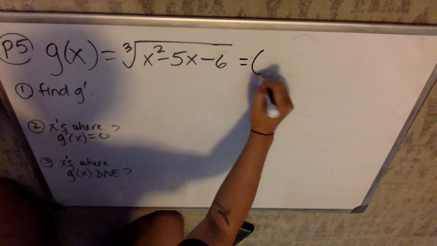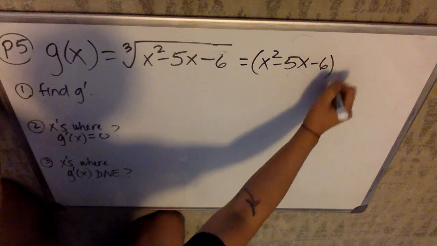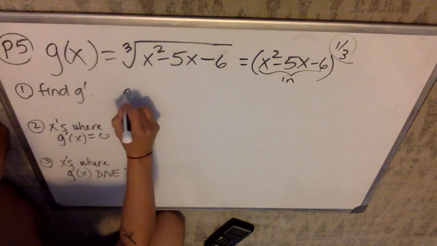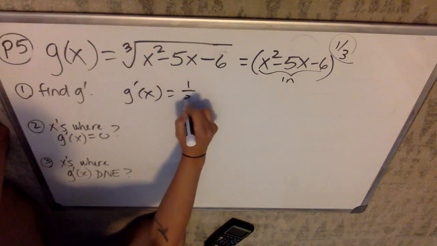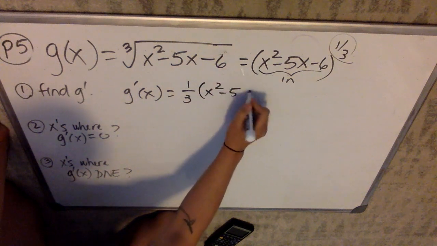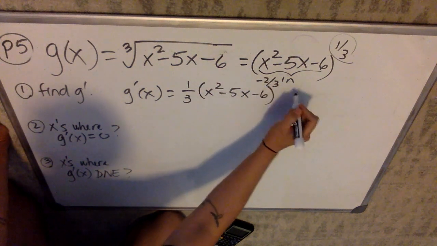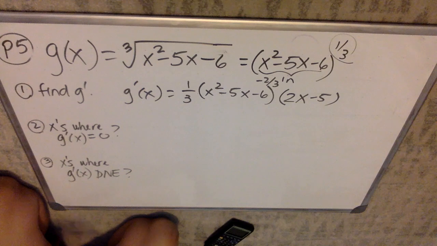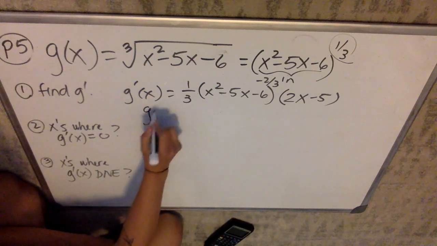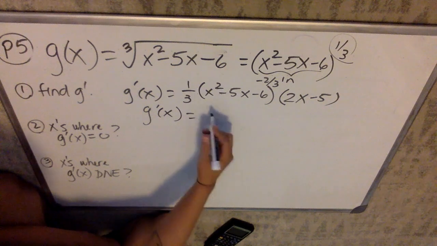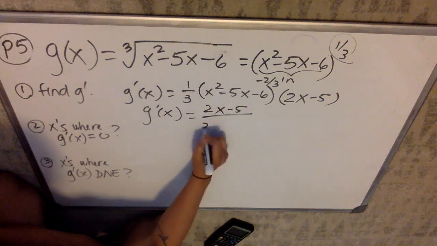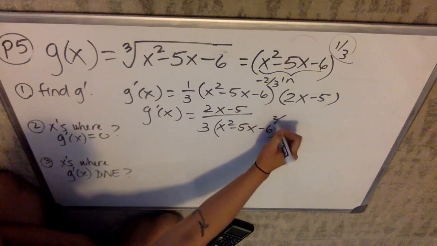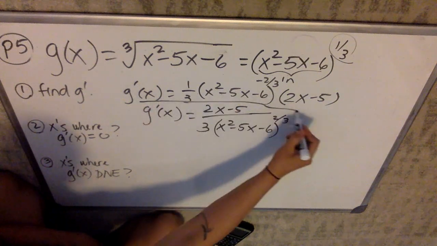So the first thing to remember is that you're actually looking at x squared minus 5x minus 6 to the 1/3. So I have an inside function, and I have an outside function that's a 1/3. So my g prime of x is going to be 1/3 times x squared minus 5x minus 6 to the negative 2/3 times the derivative of the inside, which is 2x minus 5. The easier way to look at this is to put the power on the bottom and get 2x minus 5 on the top, and 3 times x squared minus 5x minus 6 to the 2/3 on the bottom.